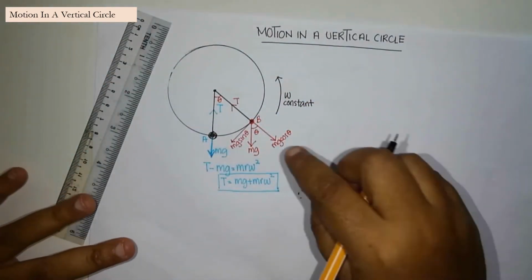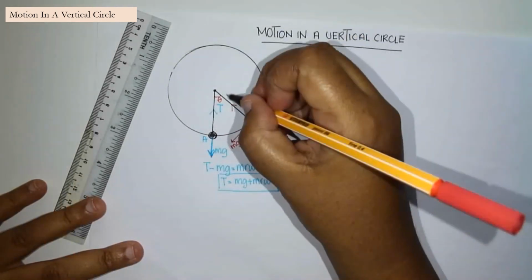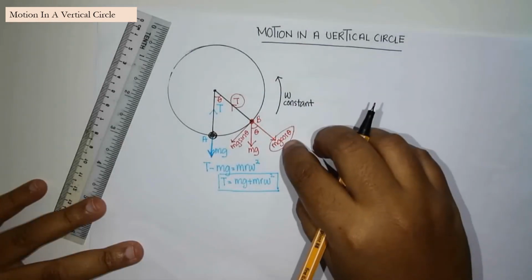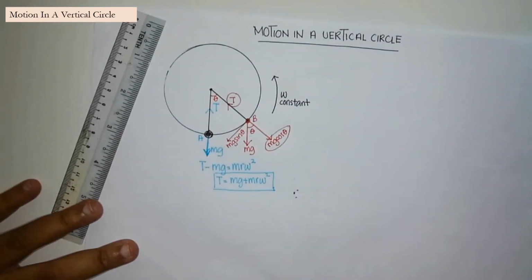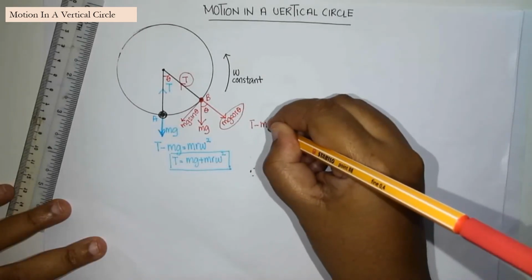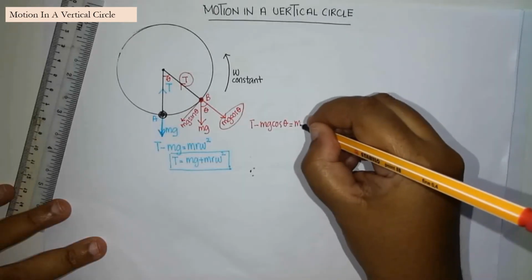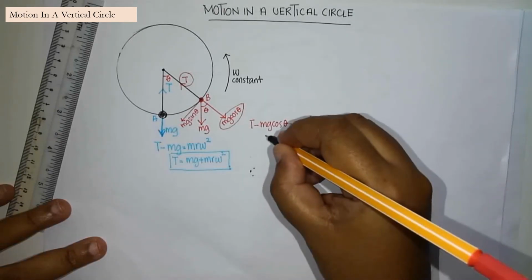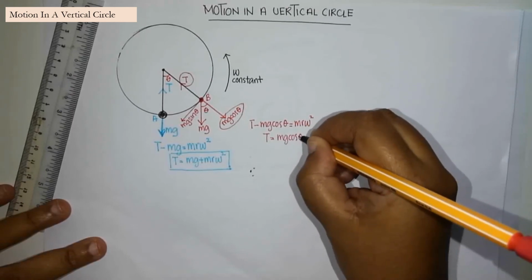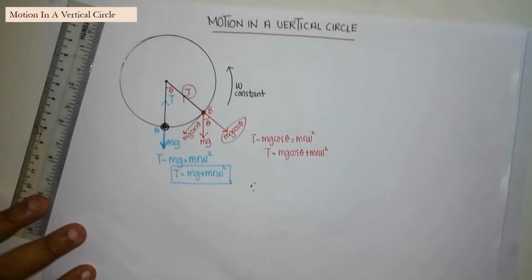Okay, now we look at the forces that are involved towards the center, which is T and mg cos theta. Because mg cos theta is in the opposite direction to T, the resultant force will be T minus mg cos theta equals mr omega square. So T is equal to mg cos theta plus mr omega square.